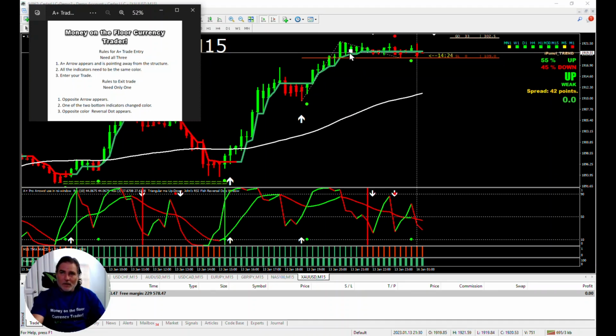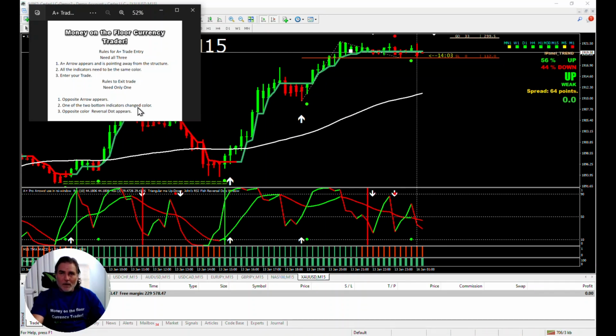Now, there's another little trick too, this white square. This means that we're running into structure. Structure hasn't formed yet, but it says it's starting to see structure here. That's also a good indication to exit at, but you don't have to exit at that point. But if you're in a lot of money and that white square pops up, I would definitely get out. But you don't have to. It's not mandatory. These three things are mandatory.